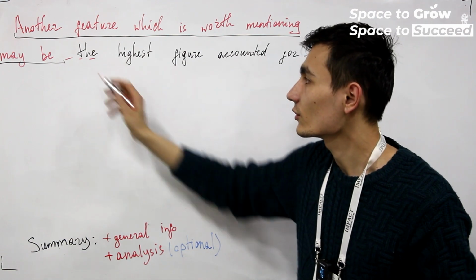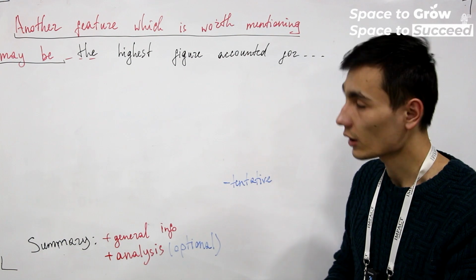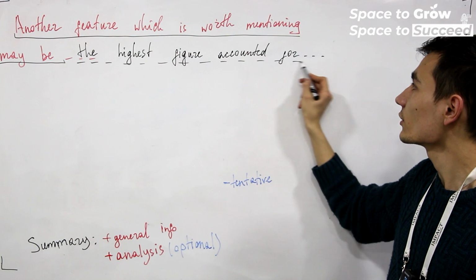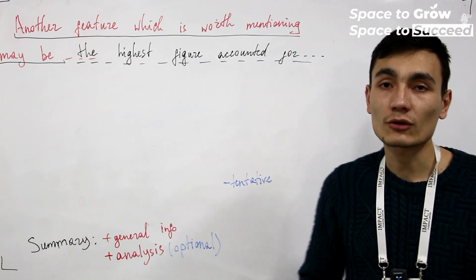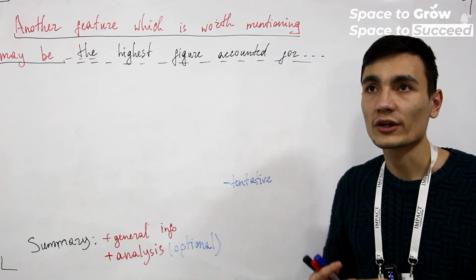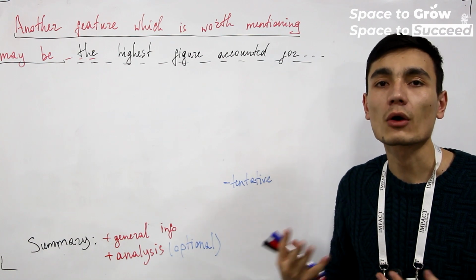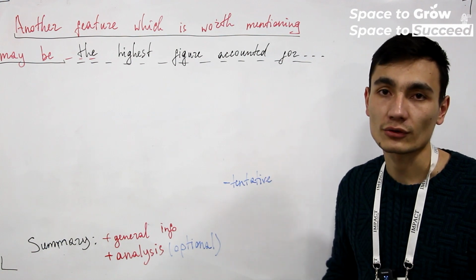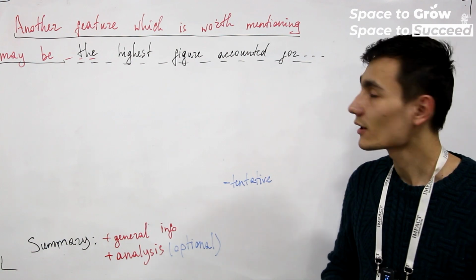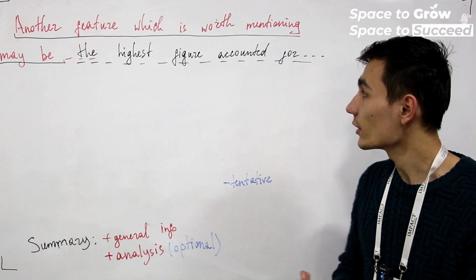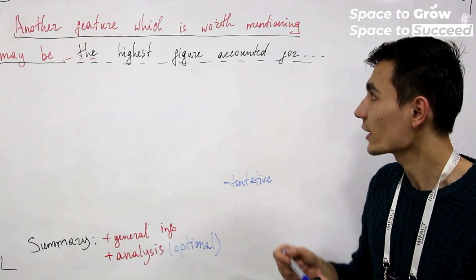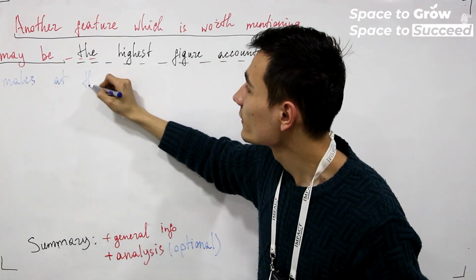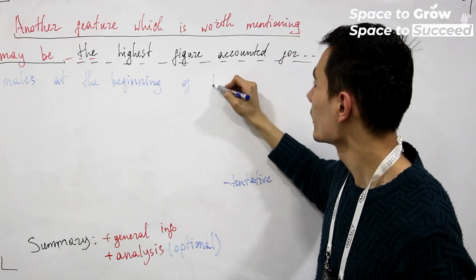So the structure is, as you see, you have to copy the structure to your notebook, and you just have to use it always. The highest figure accounted for. Account for means was responsible, or it means it belonged to. So it belongs to something or some line. In our case, it is men, right? It accounts for male. So we write the highest figure accounted for males at the beginning of the period.